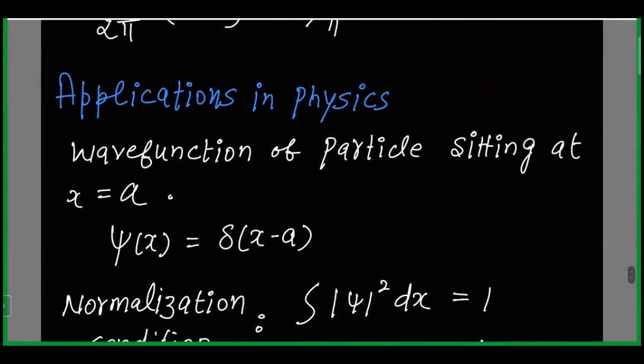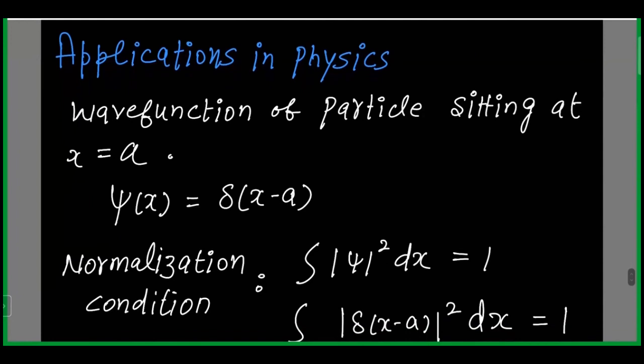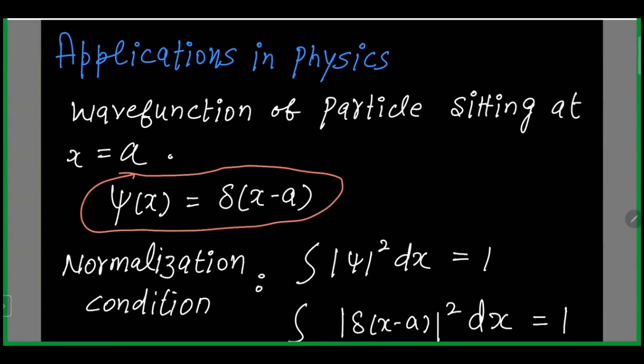The last thing which I want to discuss before I end this session, I just want to give you one application of Dirac delta function in physics. Many of you might have heard about wave function. We define a wave function for each particle, or let's say for each quantum body. What is the wave function of a particle which is sitting at x equals a? So if I ask you that, you will say the wave function of a particle sitting at x equals a is delta x minus a. Always remember this. In many interviews, this has been asked to me.